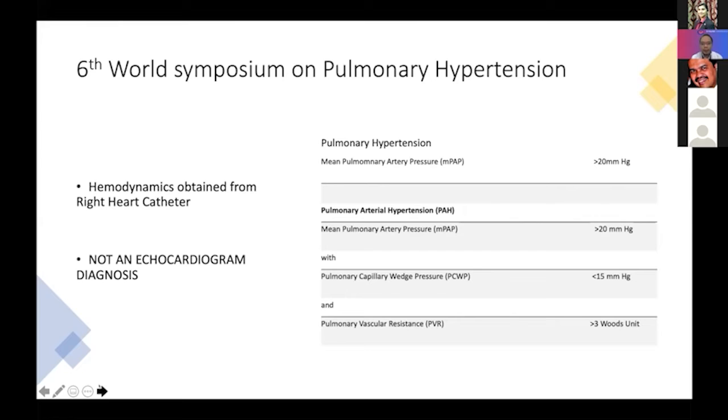When you wedge the pressure from the right heart catheter, you will obtain the mean pulmonary arterial pressure and the pulmonary capillary wedge pressure (PCWP). When the pulmonary capillary wedge pressure is low, which is less than 15, from certain calculations we obtain the pulmonary vascular resistance. If the pulmonary vascular resistance is more than 3 Wood units, then this is diagnosed as pulmonary arterial hypertension. So this is important to note.